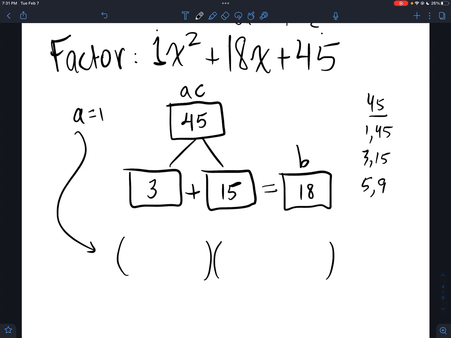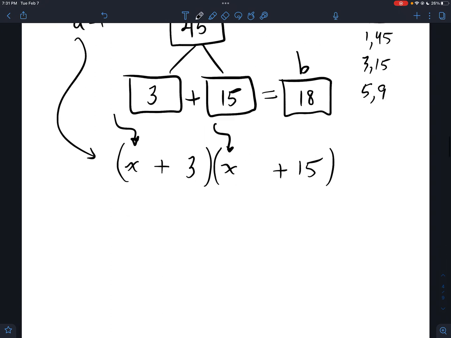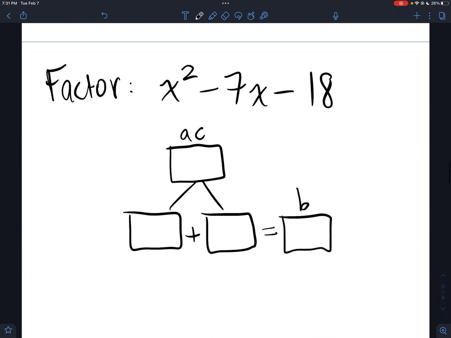So what does that mean? Well, when a is 1, you have the special power of being able to just use those two answers, both positive, and be done. It's only when a is not 1 where the problem gets a little harder and this doesn't work. The reason this works is because this has to be x, and this has to be x when a is 1. So go ahead and pause, try this one.